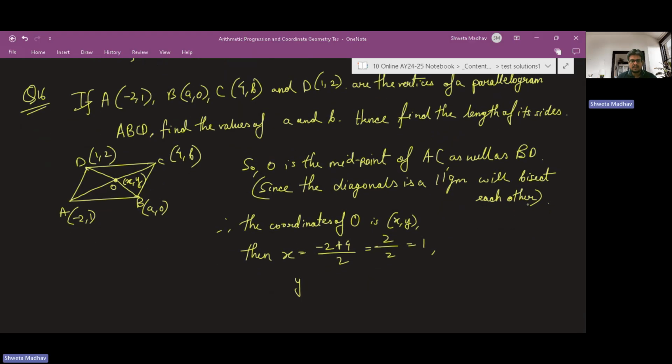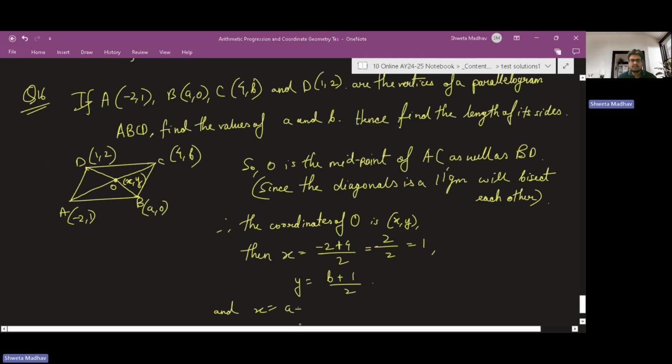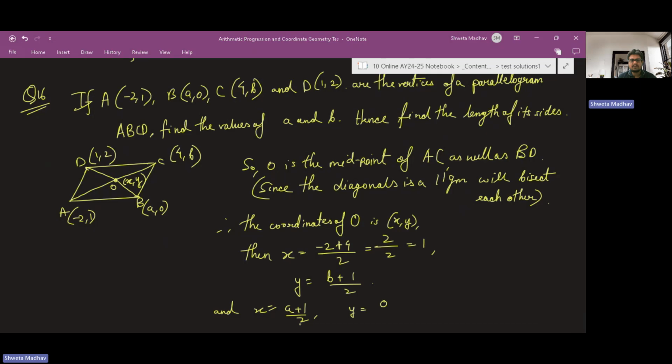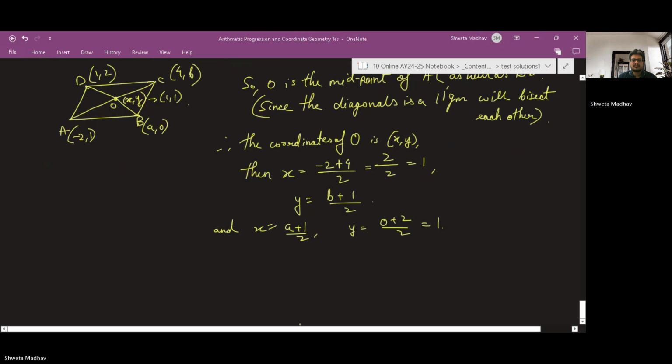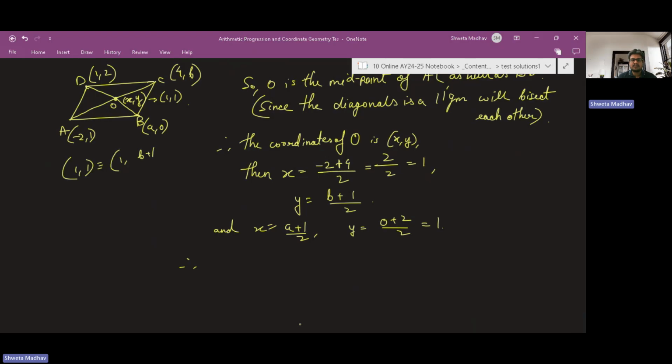and then y is equal to b plus 1 by 2, and similarly x will be equal to the midpoint of B and D, so it means it is a plus 1 by 2, and y will be equal to 0 plus 2 by 2, which is 1. It means the point O should be 1 comma 1. So we have found that 1 comma 1 is the same as 1 comma b plus 1 by 2, which is also the same as a plus 1 by 2 comma 1.